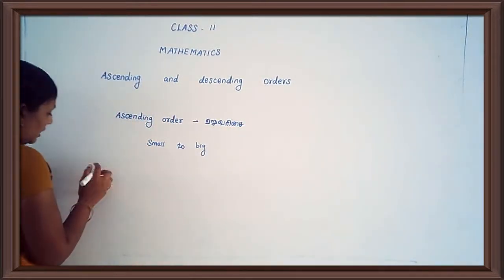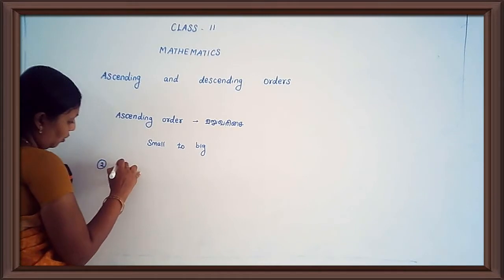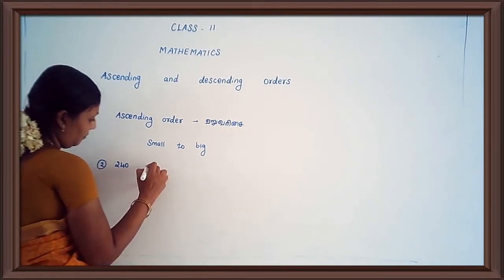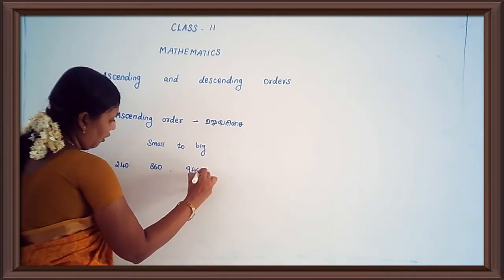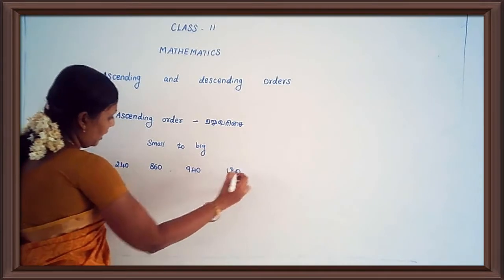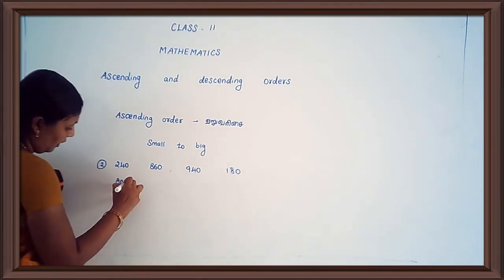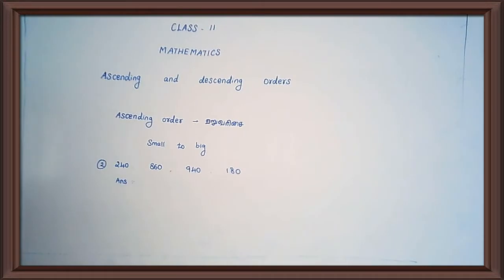Okay, then see here the second one, 240, 860, 940 and 180. Now we have to arrange the given numbers in ascending order. இப்போ நம்ம என்னமா பண்ண போறோம், கொடுத்திருக்கிற நம்பர்ஸை ascending order, அதாவது ஏறு வரிசையா அரேஞ்ச் பண்ண போறோம். ஓகேவாமா? ascending order means சின்ன நம்பர்ல இருந்து பெரிய நம்பருக்கு அரேஞ்ச் பண்ணனும். ஓகேவா? See here all the numbers are 3 digit number.